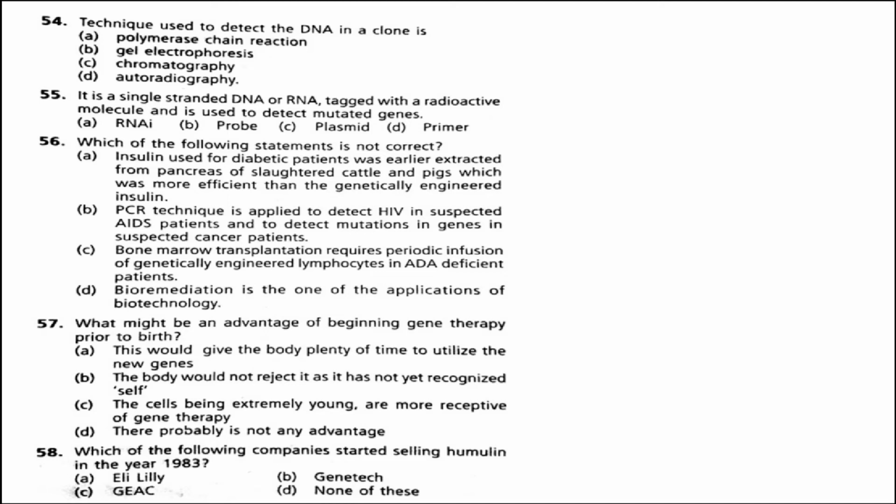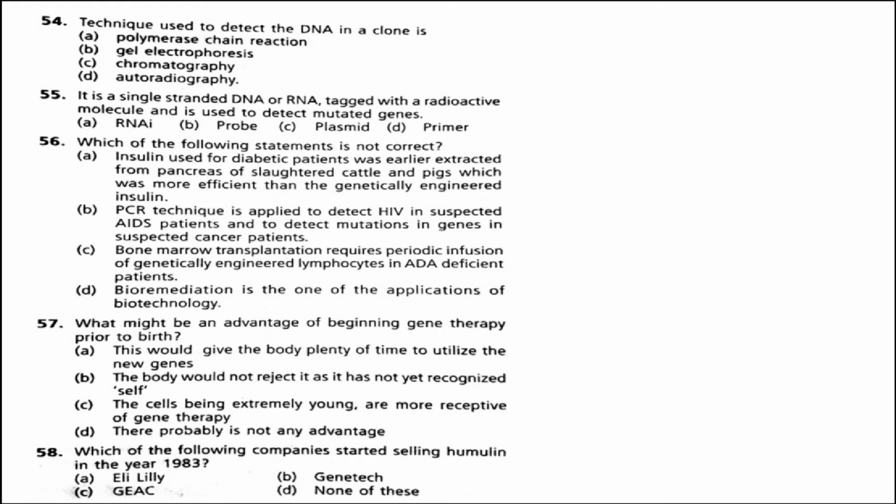Earlier, insulin used for treating diabetes used to be extracted from pancreas of slaughtered pigs and cattle. This insulin was slightly different from human insulin and caused some undesirable side effects such as allergy. Genetically engineered insulin is far more efficient.